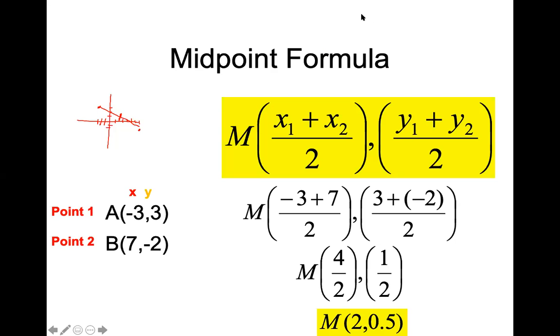By the way, since in every single problem for midpoint you're actually dividing by 2, all of your answers are either going to be an integer or something .5 because you're just dividing by 2.